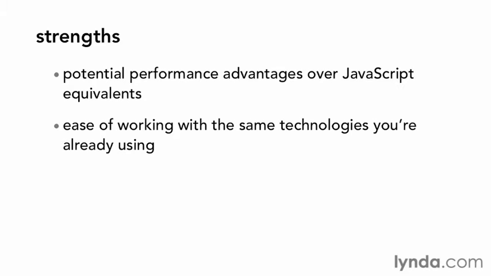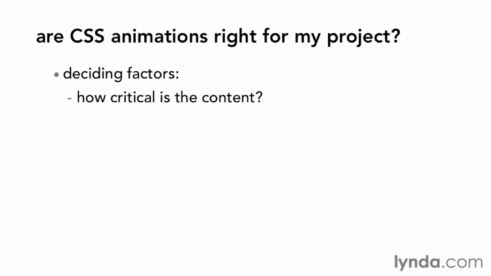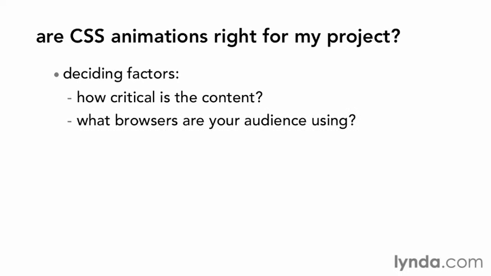These are some compelling advantages for sure, but how do you decide if CSS animations are appropriate for your current project, especially when it comes to client work? There are two main factors I take into consideration when deciding if CSS animations are right for a particular project. The first is how critical the content included in or conveyed by the animation is. The second is which browsers the audience for this project are most likely to be using. Let's talk about each of these in just a little more detail.